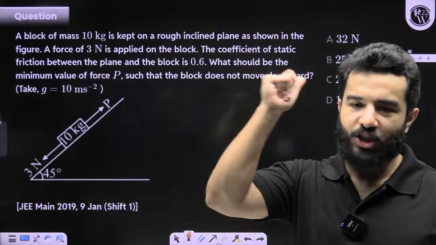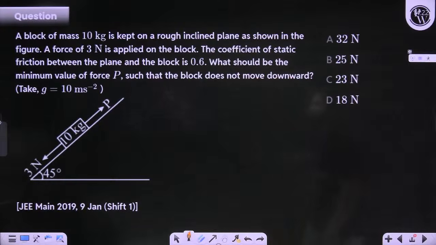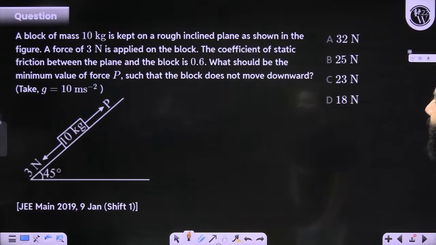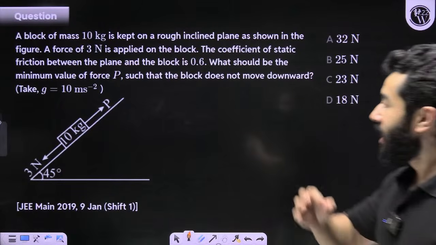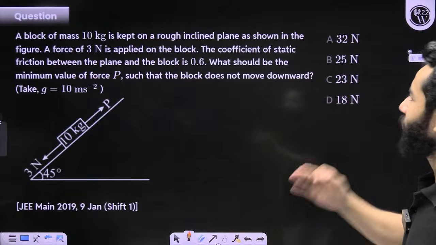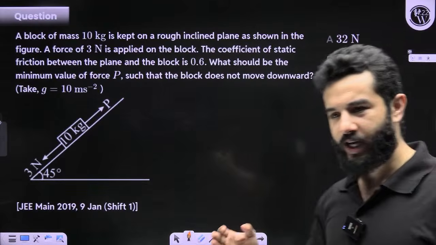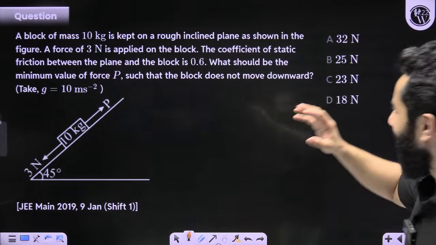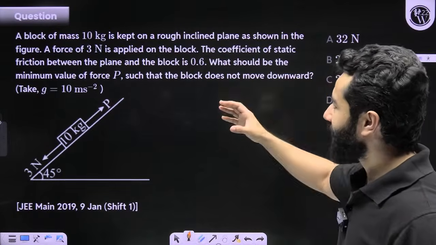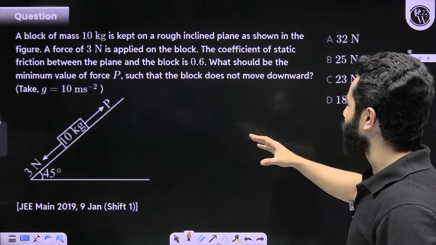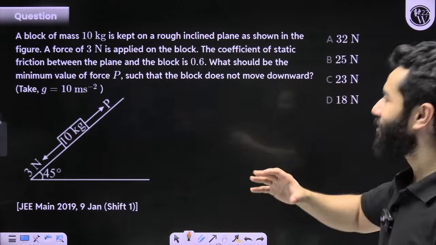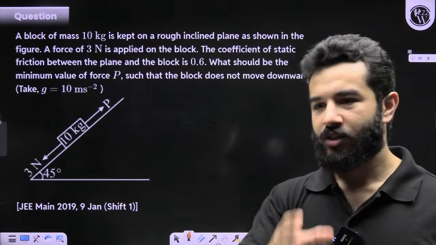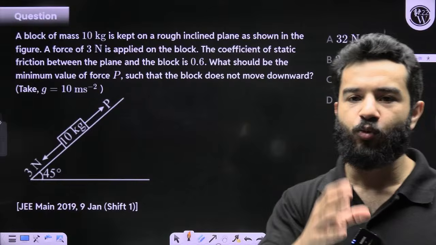Everyone's attention over here. The next question is on the board. A block of mass 10 kg is kept on a rough inclined plane as shown in the figure. A force of 3 Newton is applied on the block. The coefficient of static friction between the plane and the block is 0.6. What should be the minimum value of force P such that the block does not move downward?